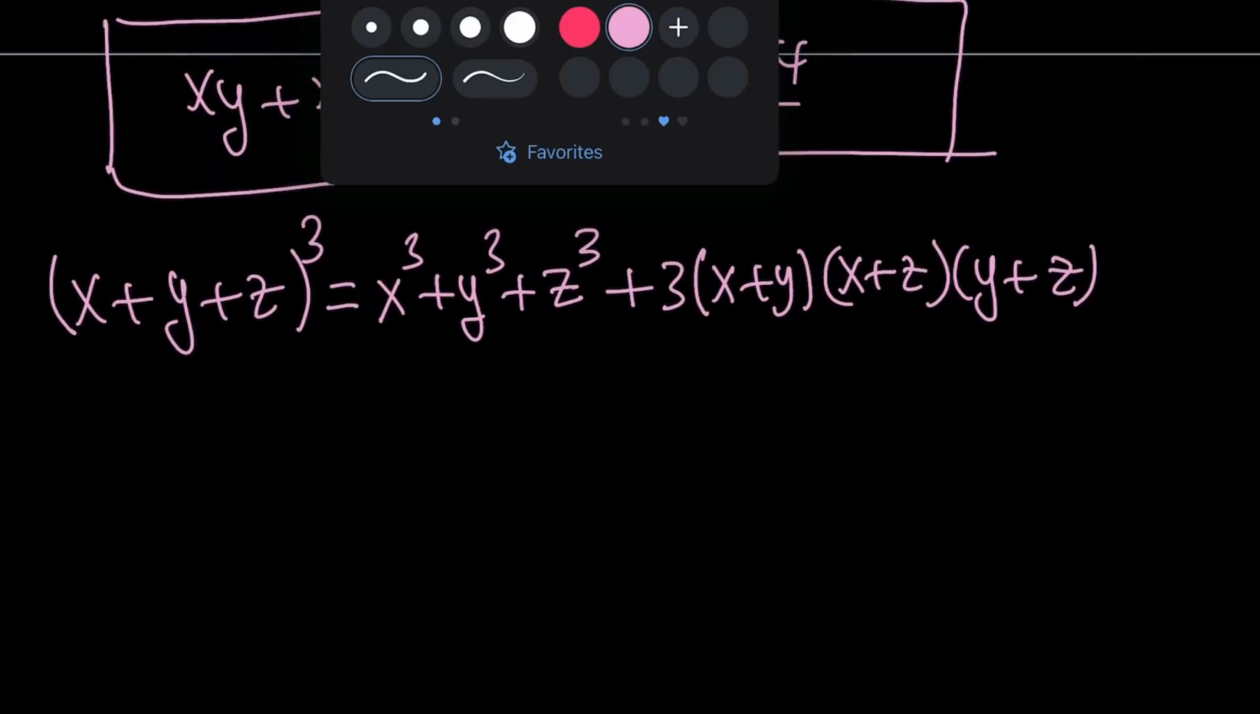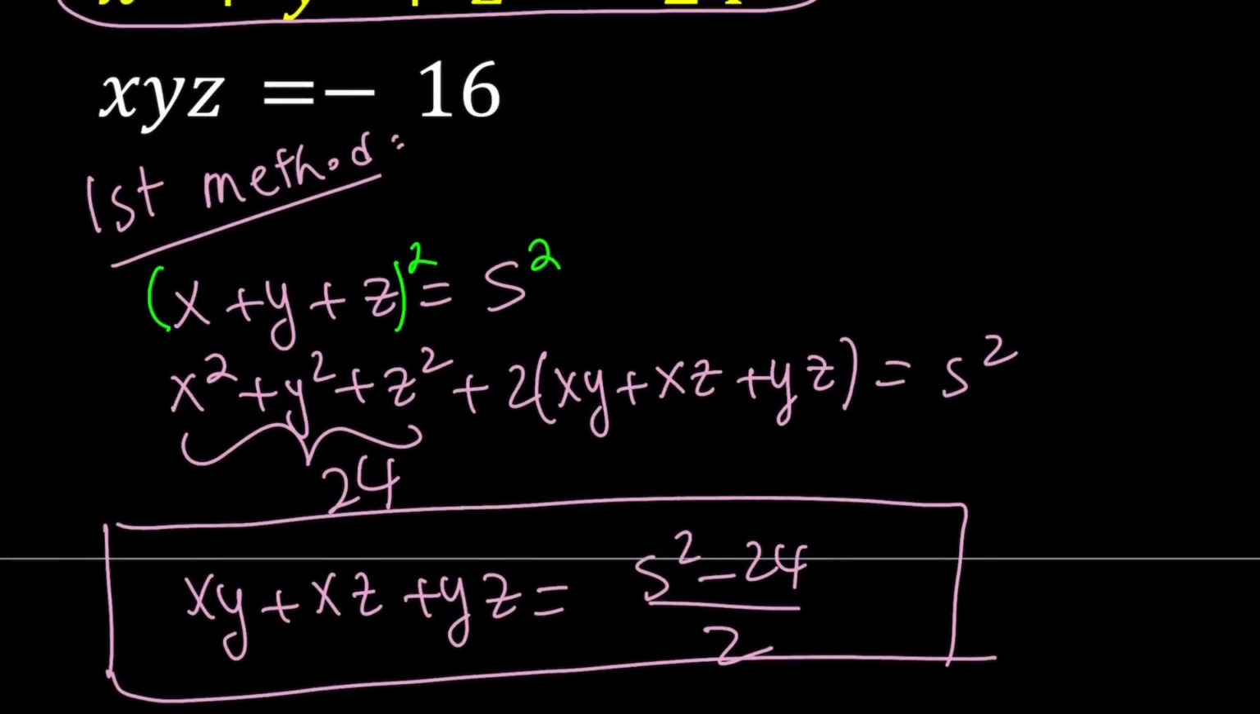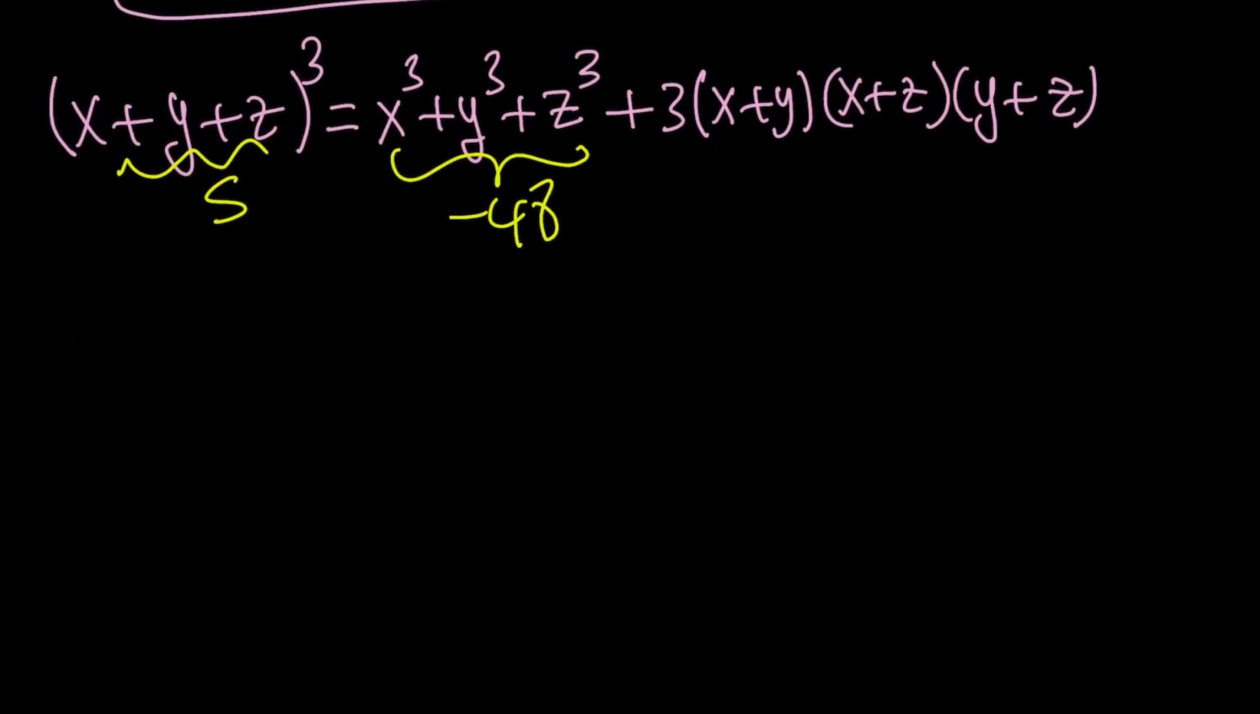So for example, this is given as negative 48, and this is just s, so we're going to cube it. That's going to become s cubed. But what about x plus y? I don't have anything for x plus y. I don't have anything for x plus z. I don't have anything for two-way sums. So we kind of have to do something about it. Let's go ahead and do that right now.